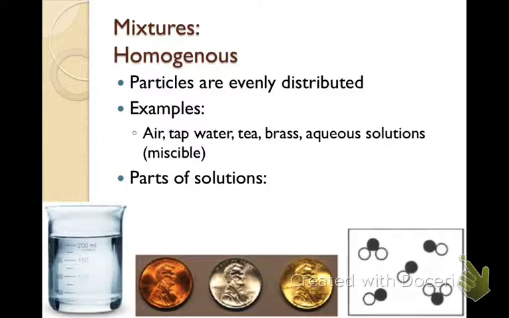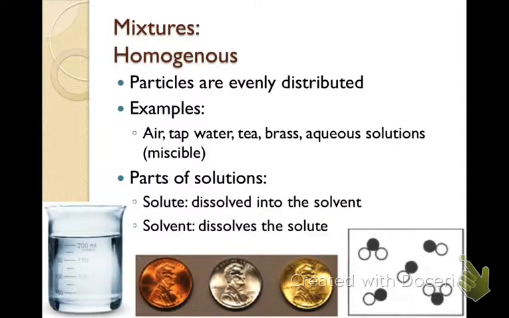And solutions. Solutions are major homogeneous mixtures, and there are two different parts of solutions. One's the solute and the other is the solvent. The solute is dissolved into the solvent, and the solvent dissolves the solute. Whichever one is in lesser amount, we call that the solute. The greater amount is the solvent. Water is something called a universal solvent, meaning it can dissolve a lot of things. That's due to its polarity, which we'll learn about in Unit 2.